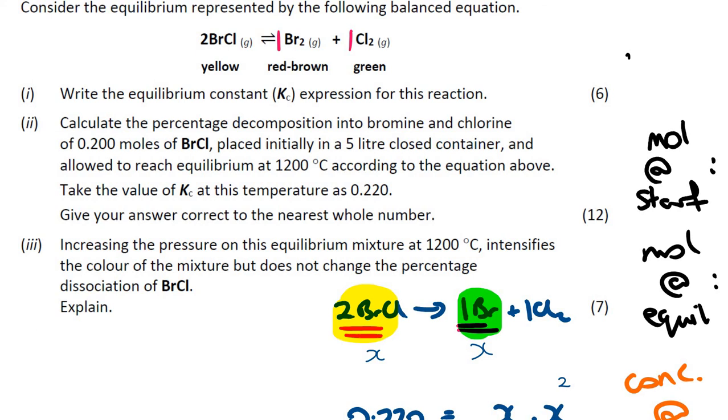Now, increasing the pressure causes the gases to become closer together, so you're essentially reducing the volume there. So if you're reducing the volume, you're just intensifying the colour. So no change in position because of equal number of moles on both sides of the reaction. Yes, a change in colour because you're intensifying the colour because you're reducing the volume.